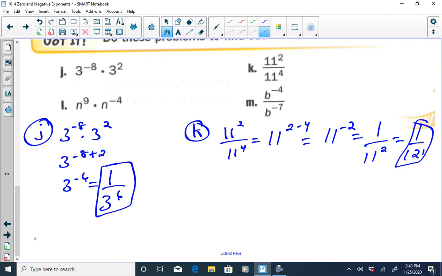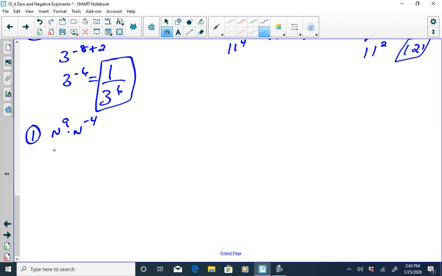Problem I, or maybe, I guess that's an L. Problem L, we have n to the 9th times n to the negative 4th. Alright, that's the same as n to the 9 plus negative 4. 9 and negative 4, that's going to be 5. That's the same as n to the 5th power.